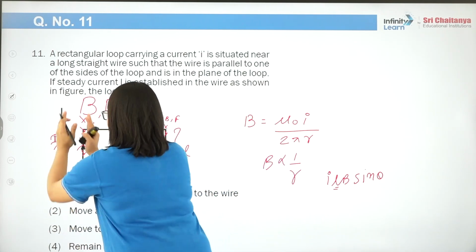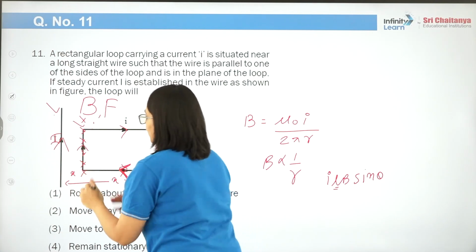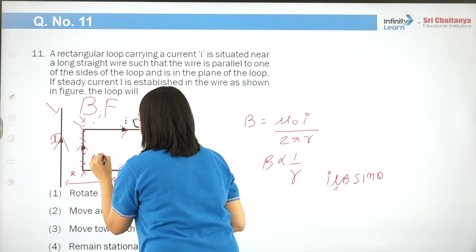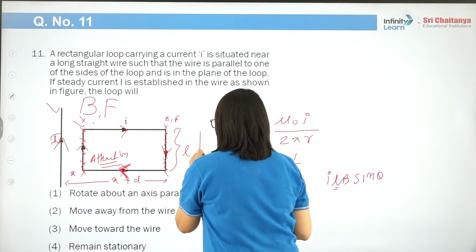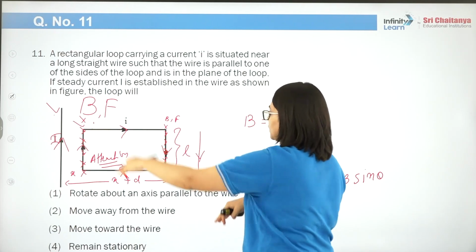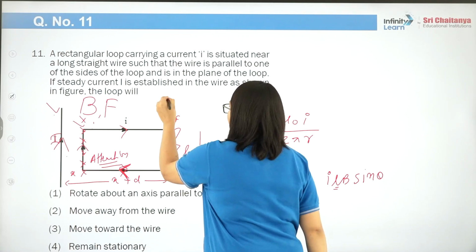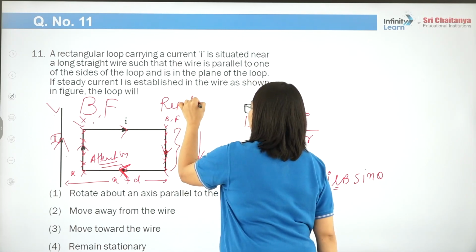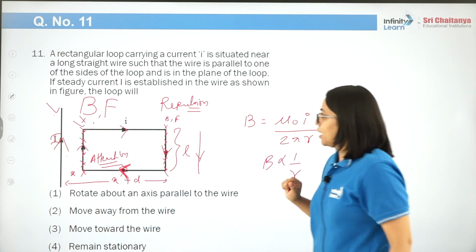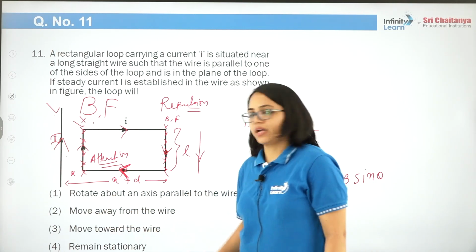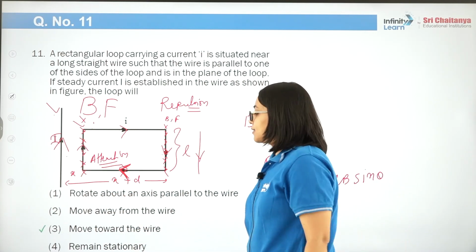Now in this case you can see that the direction of current in this and this are in the same direction, so over here there will be attraction, and because of this current, like this and this, both are opposite, so between this and this wire there will be repulsion. But force of attraction is more than force of repulsion, so total force will be attractive in nature, so your loop will move towards the wire. Why? Because total force is attractive in nature, right? So correct answer is option 3.